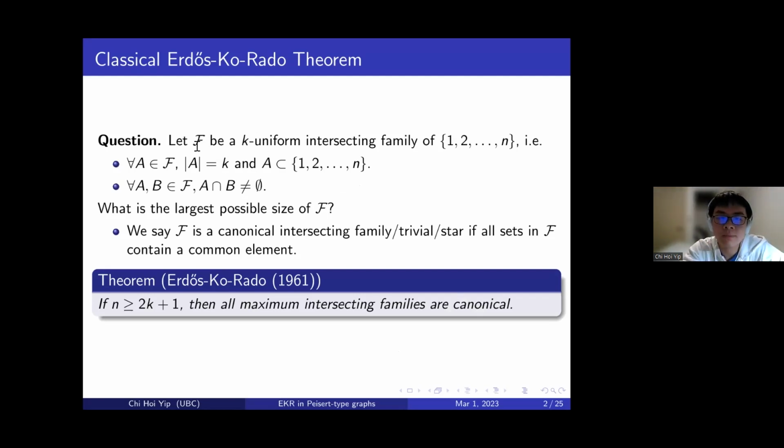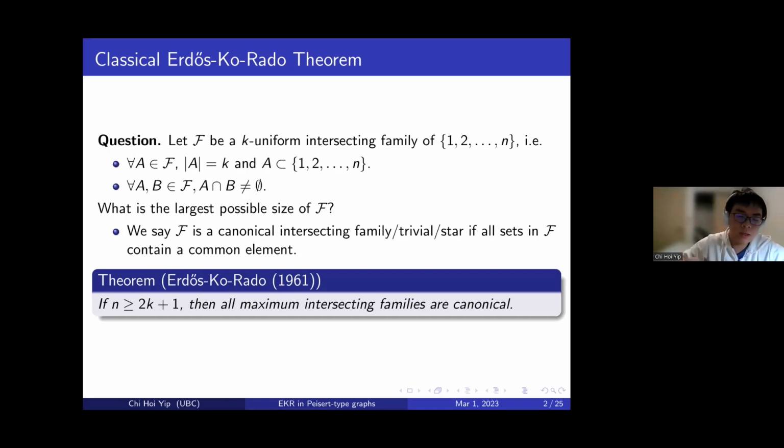So we have F being a set system, and each set in F has size k, and it's a subset of the first n integers. And for any 2 sets in the family, they are intersecting, so their intersection is non-empty. And we are interested in the largest possible size of F.